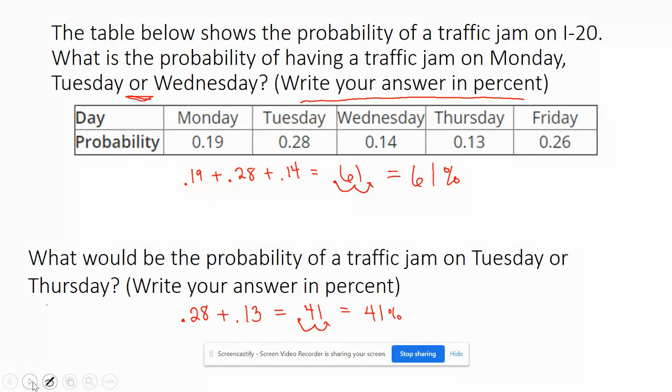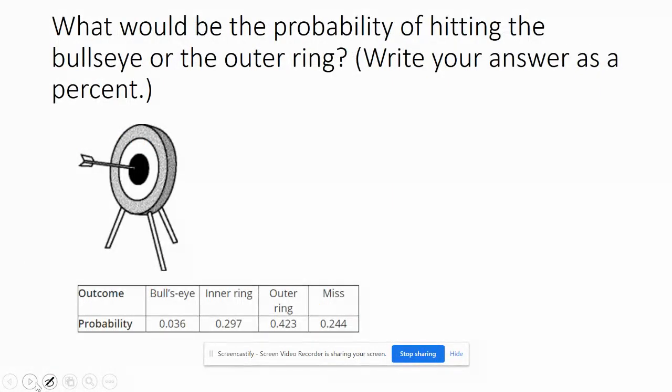All right, now let's use a similar type of problem. This time we're looking at a bullseye, right? This experimental probability has already taken place. This was an experiment that they did, and they found out that for the bullseye, there's a 0.036, a decimal probability, of having a bullseye, right? Then you have 0.297 chance of having an inner ring. Then you have outer ring. Then you have a miss, so you don't hit the bullseye or the target at all.